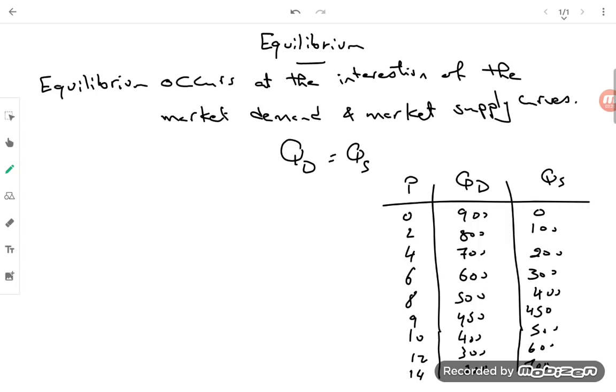So we would like to find the point at which consumers would like to buy a certain quantity at a specific price, which is equivalent to the number of units producers would like to sell at a certain price. They should be equal to each other. This can be found at price 9. At price 9, quantity demanded is 150 and the quantity supplied is 150. So this is the equilibrium price and the equilibrium quantity.